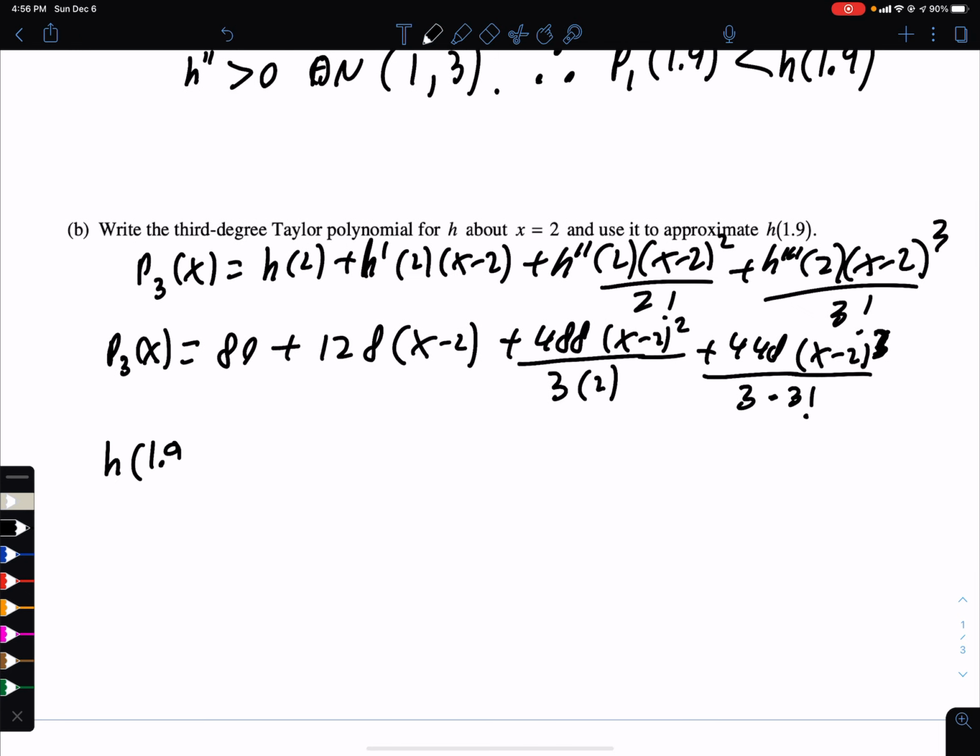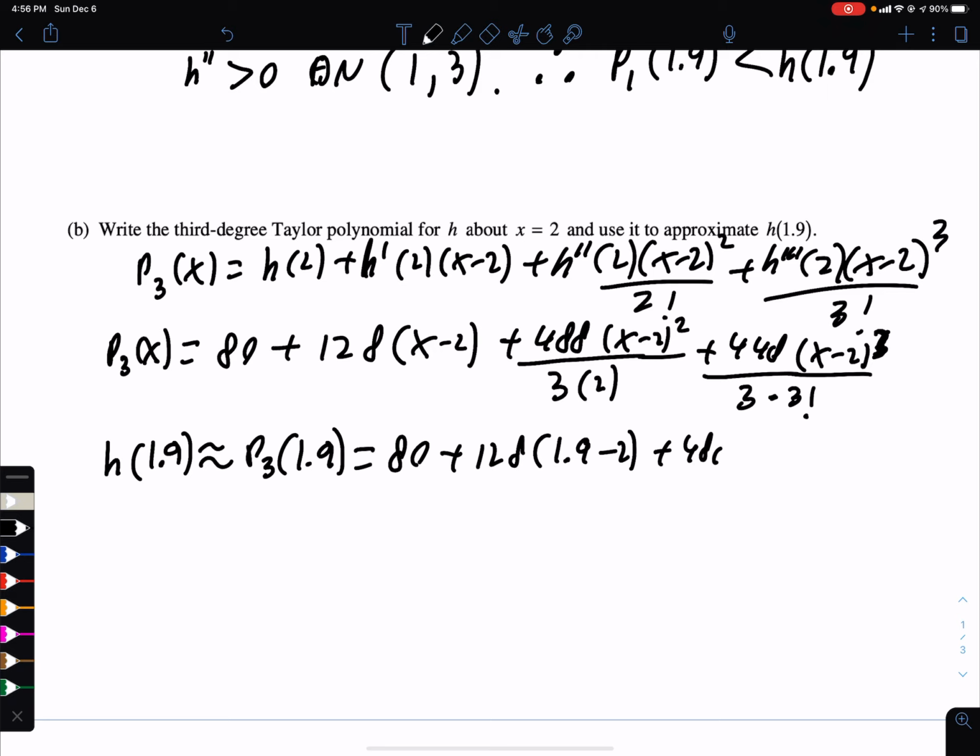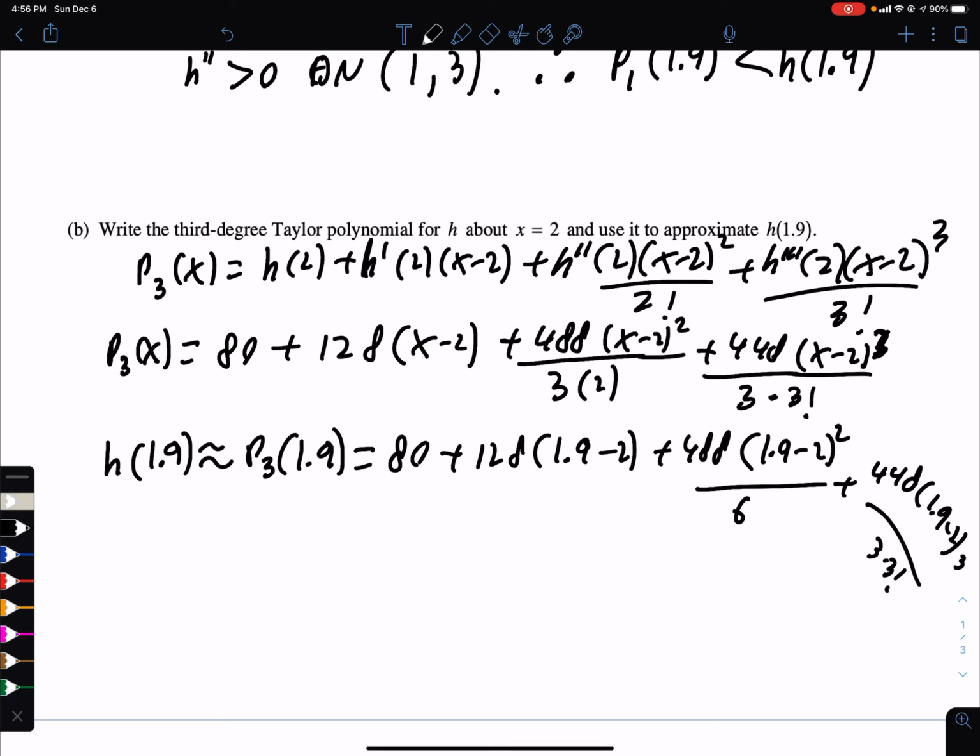So h at 1.9 is about P3 at 1.9. And then we replace all of the x's with 1.9. And do not simplify. You do not need to. That would be dumb if you did that, and you made a dumb error. 1.9 minus 2. I'm running out of room on this screen. 3 times 3 factorial. That is your answer.